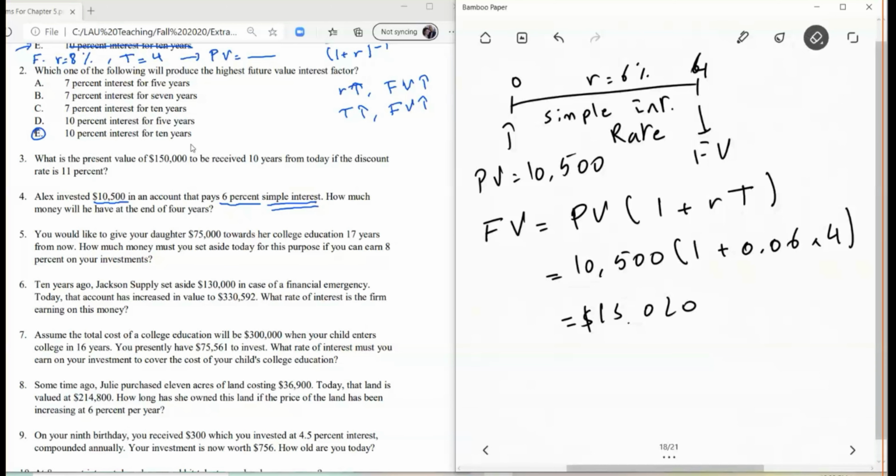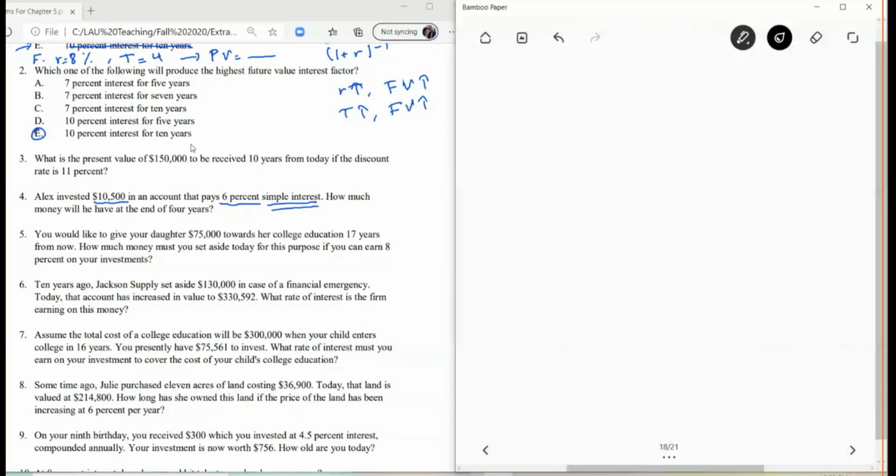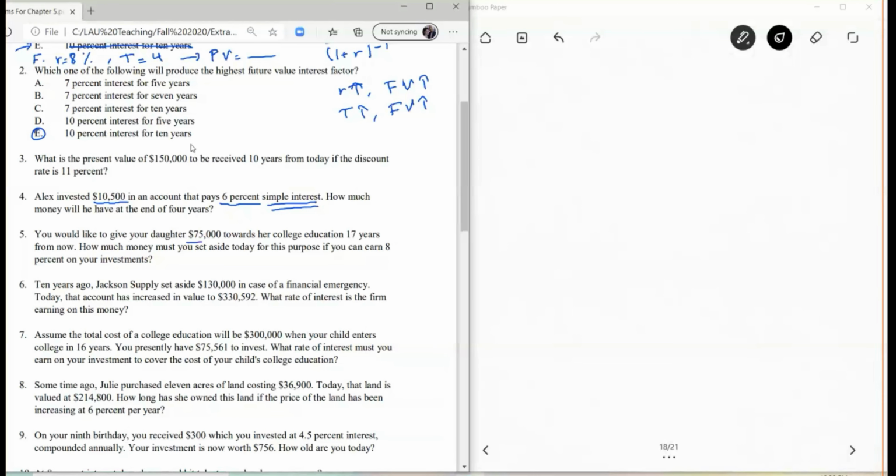Now for number 5, you'd like to give your daughter $75,000 towards her college education 17 years from now. How much money must you set aside today for this purpose if you can earn 8% on your investment?